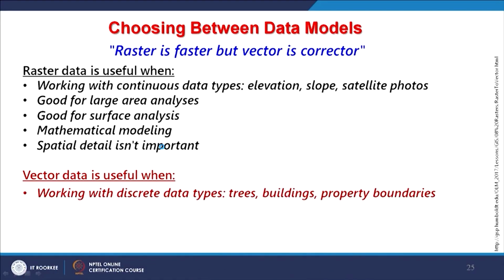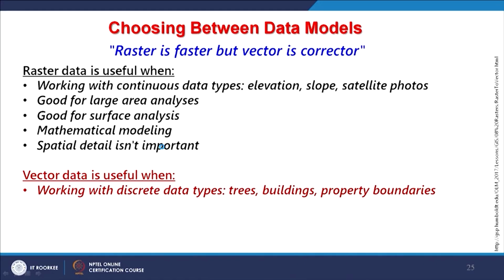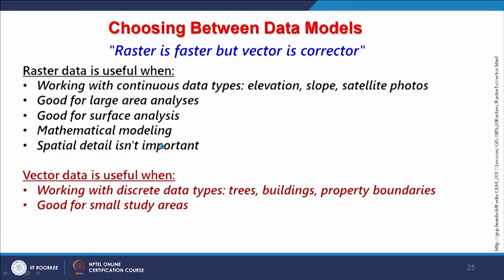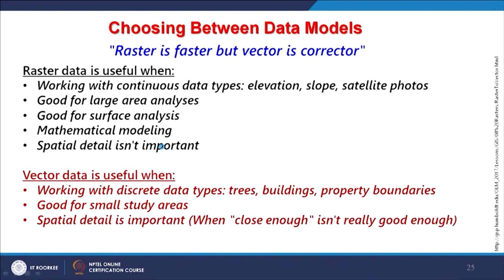Vector data is useful when working with discrete data types like trees, buildings, property boundaries and so on. If somebody is working in the revenue department, then raster is not good. The vector is needed, because accuracy is very much required there, and you are representing boundaries or land records in the form of polygons, so vector is good. It is also good for small study areas. If a study area is large, like continental scale, then vector is not good. Where spatial details are important, close enough is really not good.